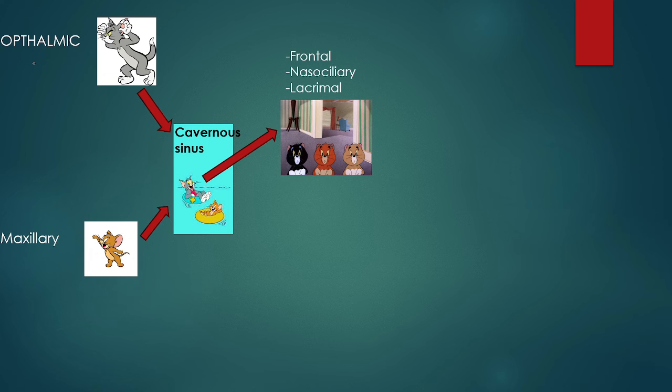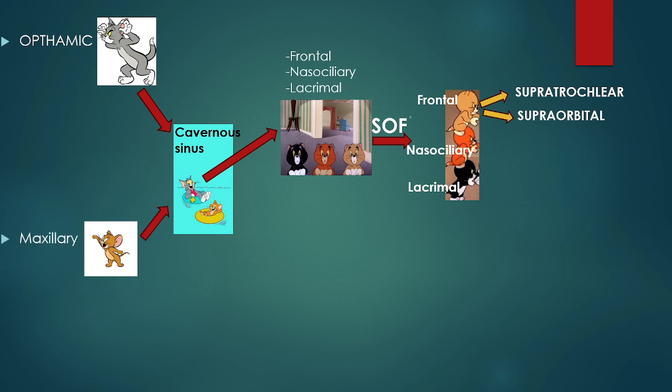The ophthalmic nerve passes first of all through the cavernous sinus, and then after passing through the cavernous sinus, it gives three branches, that is the frontal, nasociliary, and the lacrimal branch. Okay, these three branches. Now after giving these three branches, it passes through the superior orbital fissure. This frontal branch, after passing through the superior orbital fissure, gives further two branches, that is the supratrochlear branch and the supraorbital branch. Okay, simple.